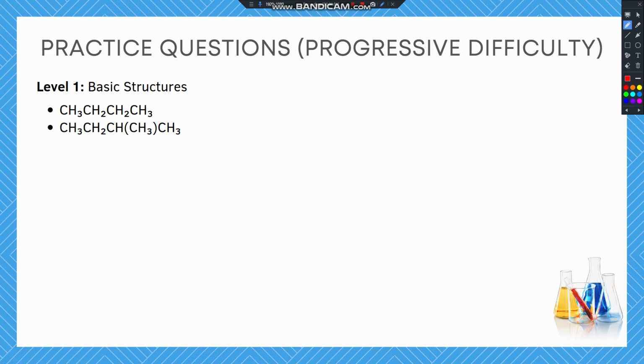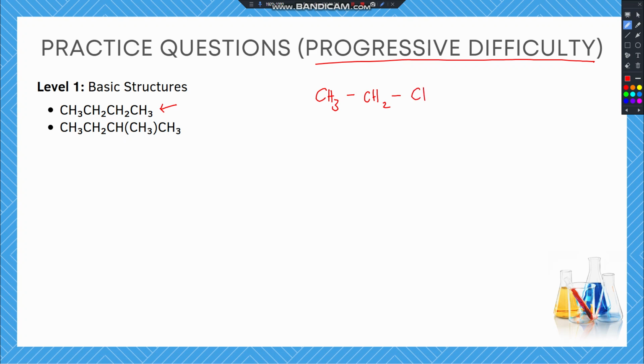All right, so now that we have that done, let's progress into some more practice questions with progressive difficulty. We're going to be going from easy to hard, from simple to complex. So we have this simple structure over here. We have CH3 bonded to CH2, bonded to CH2, bonded to CH3. So this is easy, easy peasy.